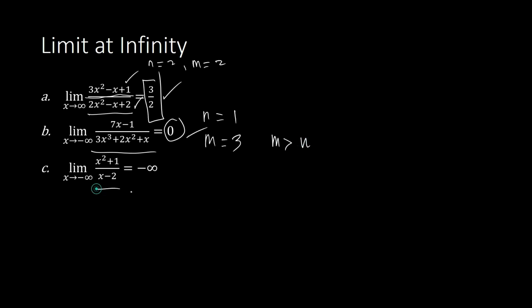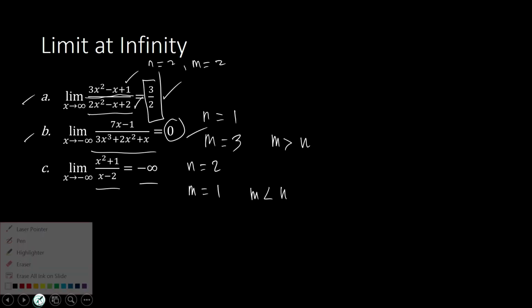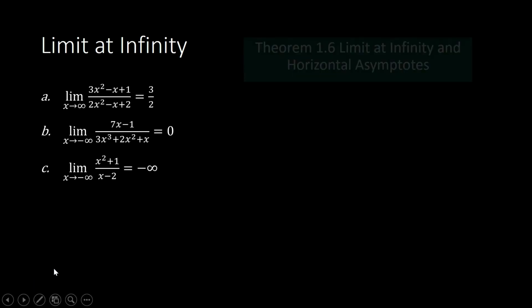In this one, the limit of our function as x approaches negative infinity is negative infinity. And pay attention to the degrees of our numerator and denominator. Our polynomial function in the numerator is a degree 2 function. Our function in the denominator is a linear function. And in this case, m is less than n. In the first 2 cases, we have horizontal asymptotes. So when the limit of a function approaches a particular real number as x approaches infinity, what you have there is a horizontal asymptote. I will show a summary of what we discovered.